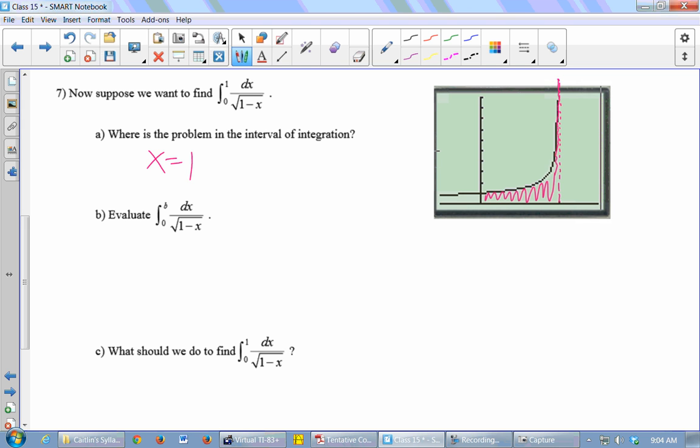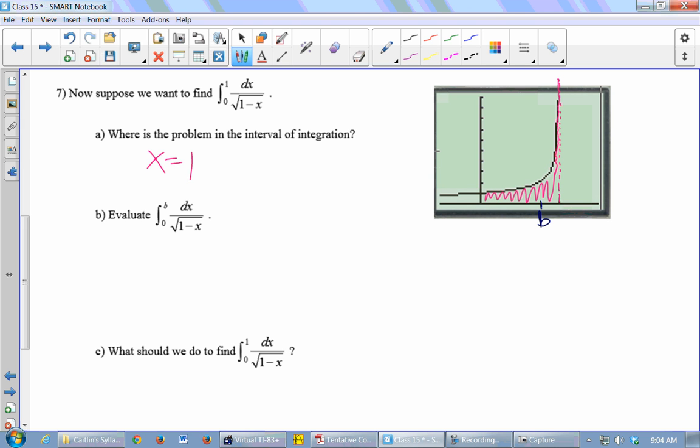Right? So instead of going from 0 to 1, I'm going to evaluate the integral from 0 to b. And just let b be some point before 1. So I'll put my b maybe right here. So from 0 to any point, I can get the area very easily. There's no discontinuity. So I'm just going to go from 0 to b, and then once I have that, take the limit as b approaches 1.